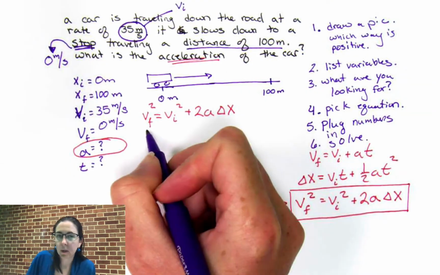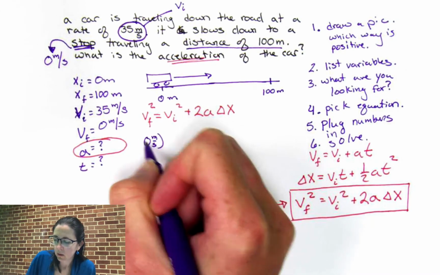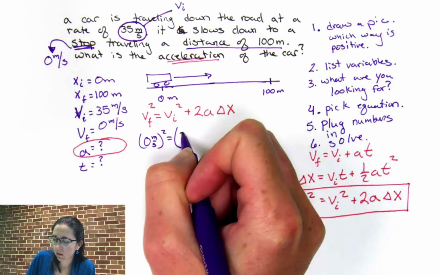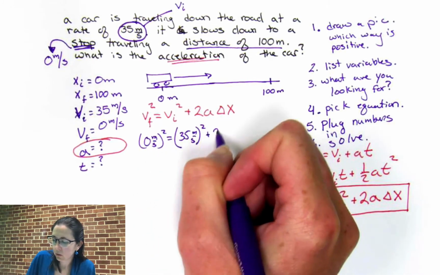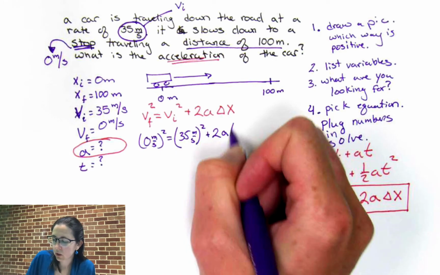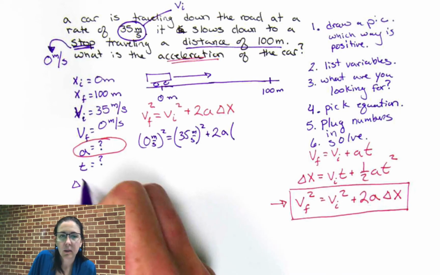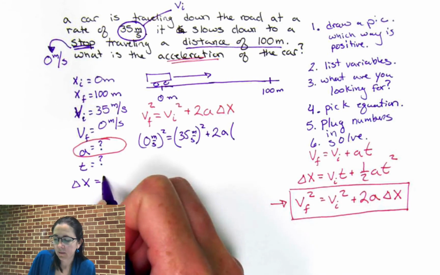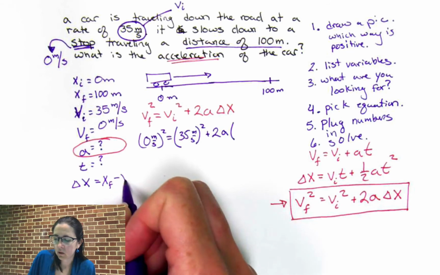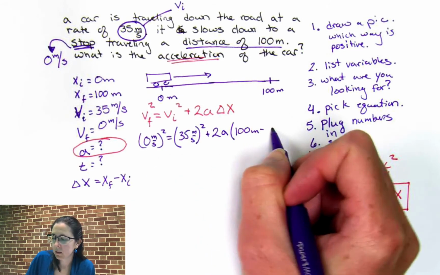Okay, so when I plug my numbers in, my final velocity is 0 meters per second squared equals my initial velocity, 35 meters per second squared, plus 2 times the acceleration times the change in position. Remember this change in position, delta x? That's from a long time ago. Delta x is the final position minus the initial position. So I'm going to go 100 meters minus 0 meters.